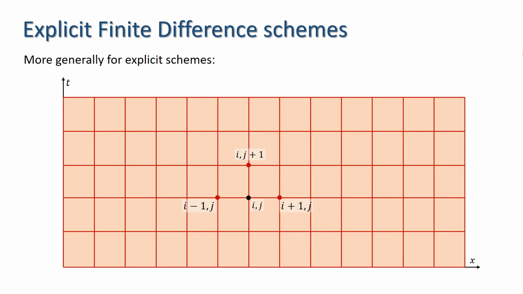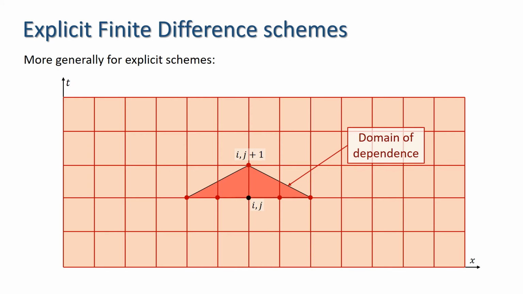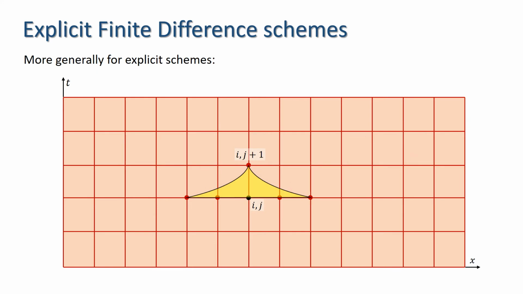For example, if our scheme used values either side of the ith node, we would have a domain of dependence like this. This is represented like this in some of the literature. Similarly, using 2 points either side of the ith node would give us a domain of dependence like this, which again can be represented like this.